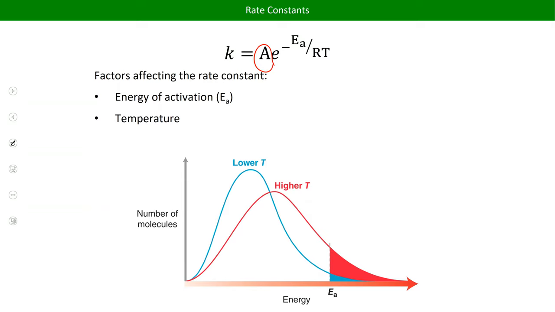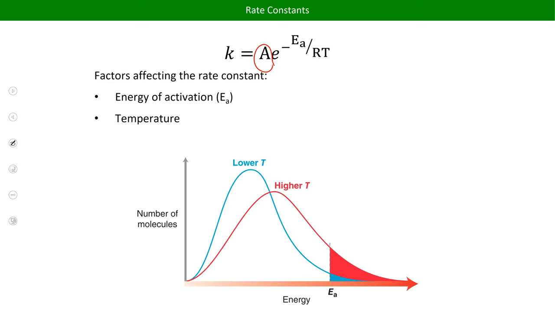It does, turns out, calculation-wise, change a little bit based on entropy and things like that. But for the most part, for a given reaction, we're going to say A is a constant. And every reaction is going to have its own A value, usually.